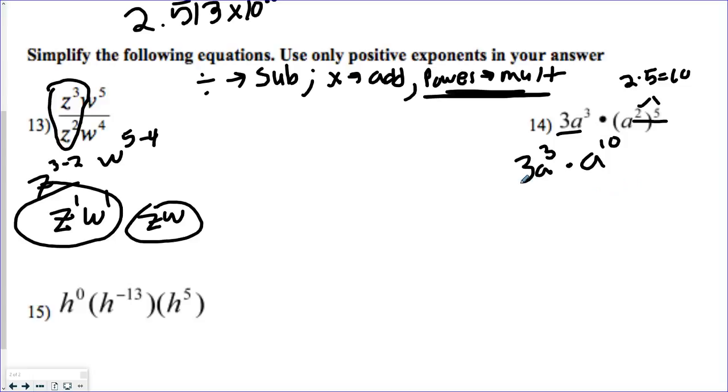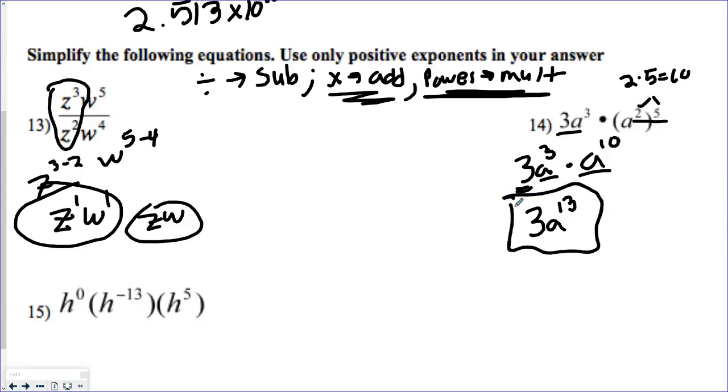Now, in this case, this 3 can't do anything, so we're just going to leave it as a 3. But here we have an a to the third times an a to the 10th. Well, again, if you're multiplying bases, you have to add the exponents. So this would be a to the 13th, which is just 3 plus 10. And that's how we get our answer for that one. So this one required you to do two rules back to back. First, it was the power rule to get our exponents combined, and then it was the multiplication rule to get our final exponent on the variable.